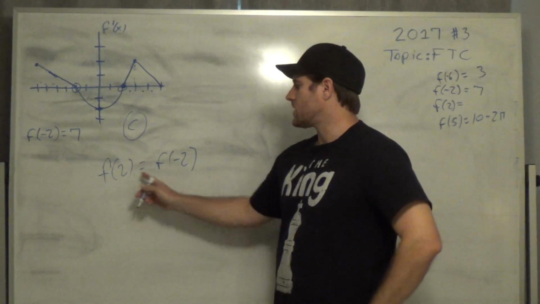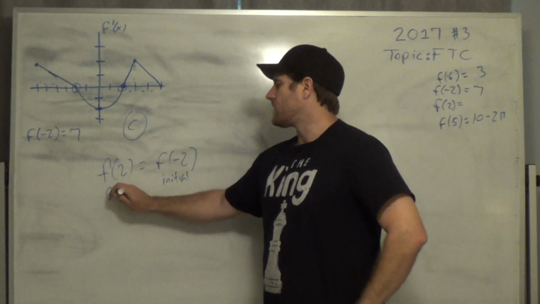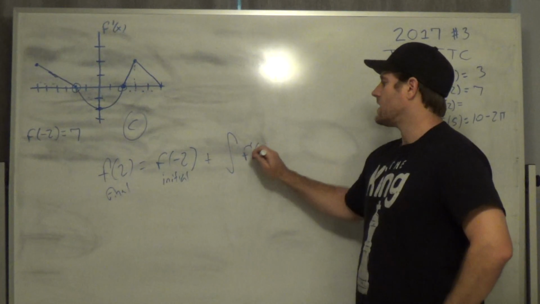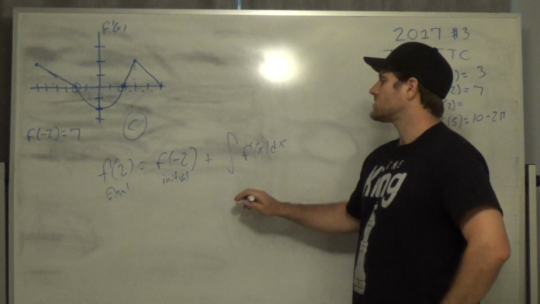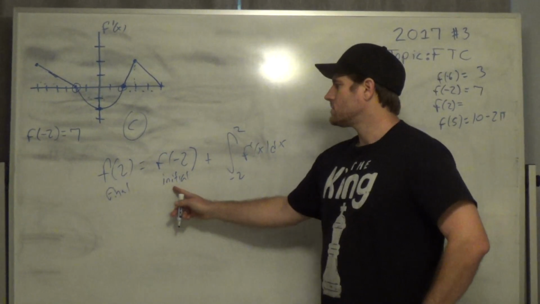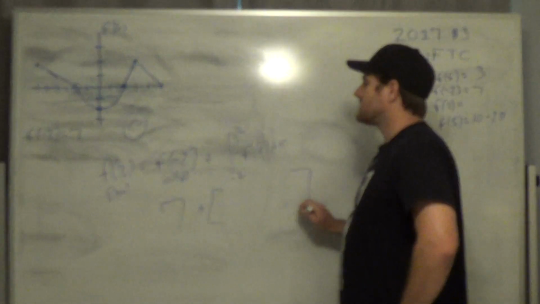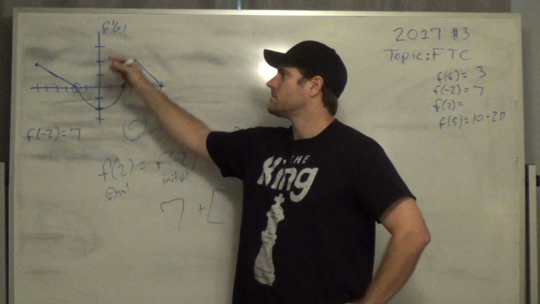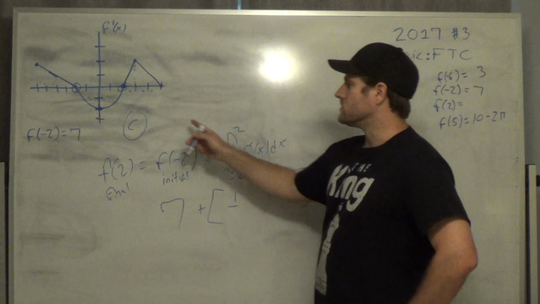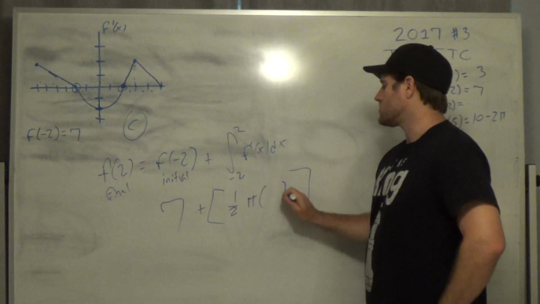If you compare these two, this comes before this. So this is my initial. I'm looking for my final. So when I'm looking for my final, it's initial plus net change. So I need to know what's the area underneath f prime x from negative 2 to 2. My initial I'm given is 7, so it's 7 plus, and now I simply need the area of this half a circle. Negative 2 to 2 is just this half a circle, so it's simply 1/2 pi r squared.